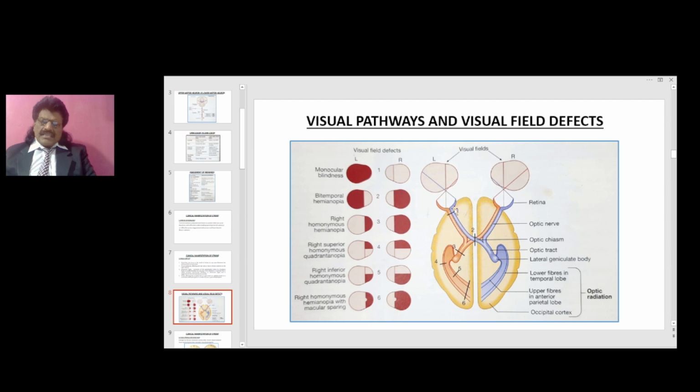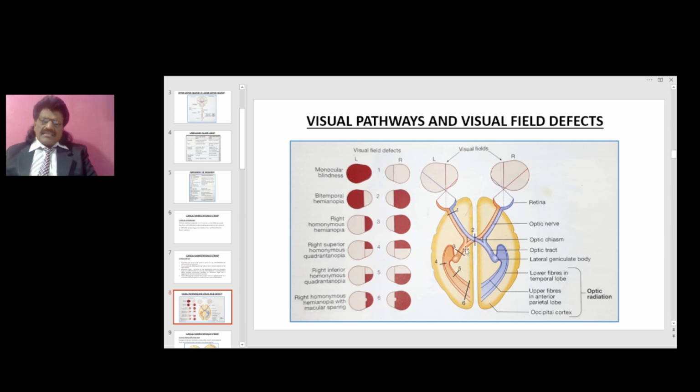But if there is a lesion here at the level of the optic chiasm, only the crossing nasal fibers get affected. We all know that the nasal fibers represent temporal field, and therefore the patient will present with bitemporal hemianopia. Very characteristic. Optic chiasm lesion presents as bitemporal hemianopia. One of the important causes of optic chiasm lesion producing bitemporal hemianopia is pituitary adenomas.